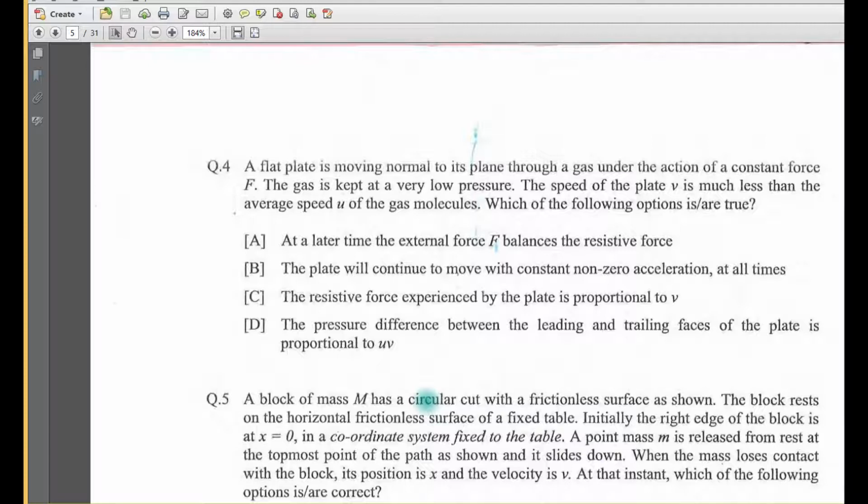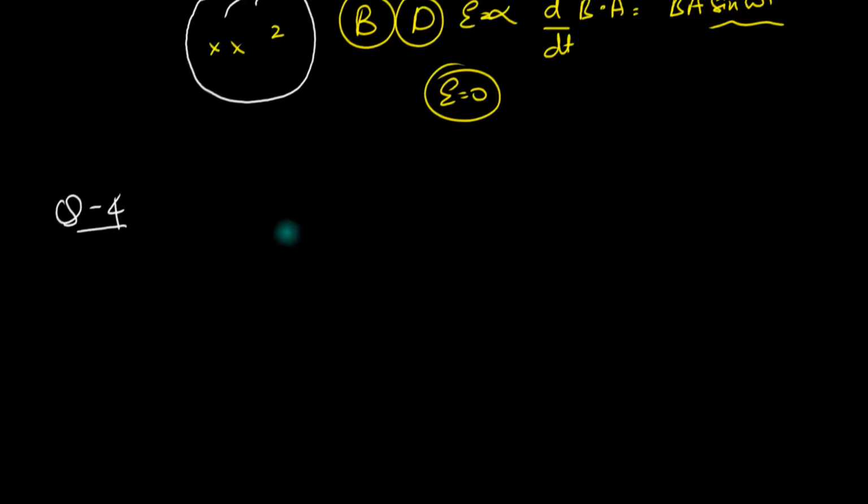Which of the following options are true? At later time, external force F balances the resistive force. So we have to figure out the resistive force in this example. So here's the question. This is a good one. I think this combines your concepts of collisions and kinetic theory of gas.